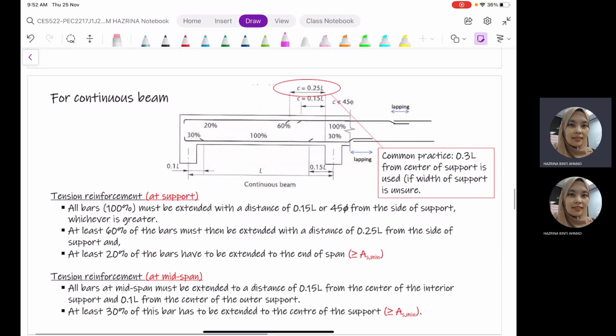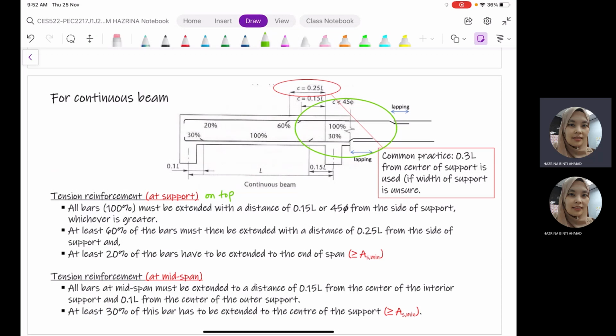Then for a continuous beam, you can see here that these are the curtailment rules that we have to follow. We are going to look into the tension reinforcement at the support as well as the tension reinforcement at midspan. So we have two cases here. When we are talking about tension reinforcement at support, it means that our main reinforcement will be placed on top, because we are talking about this part, where we have a negative bending moment. So these are the typical curtailment rules.